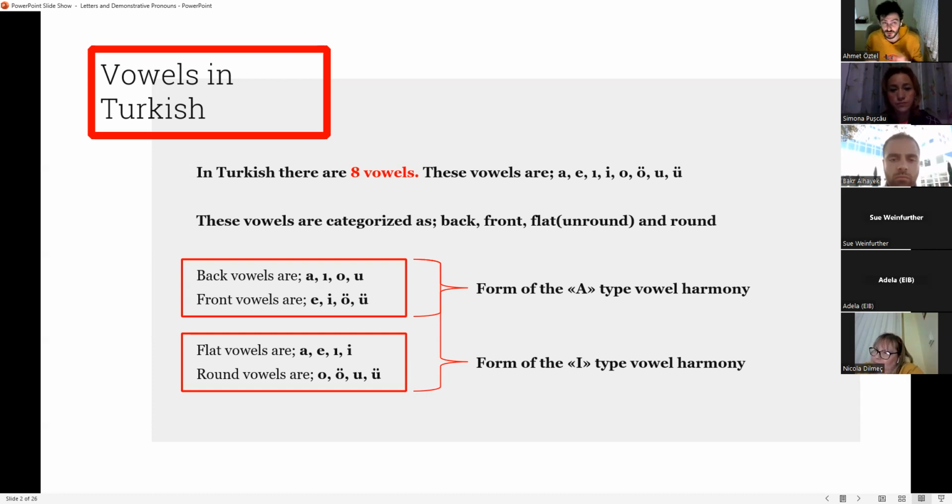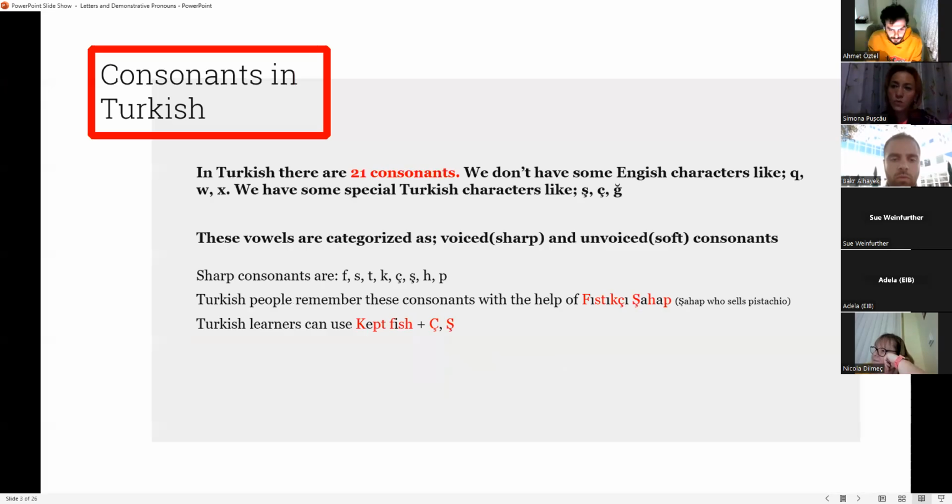And then we have another categorization. In this categorization, we consider the shape of the mouth. So we have 4 flat vowels, and they are a, e, i, ı. And when I'm pronouncing them, the shape of my mouth is flat. And we also have 4 round vowels. In these vowels, I have to keep the shape of my mouth in a round shape. So they are o, ö, u, ü. We are going to talk about some of the vowels later on.